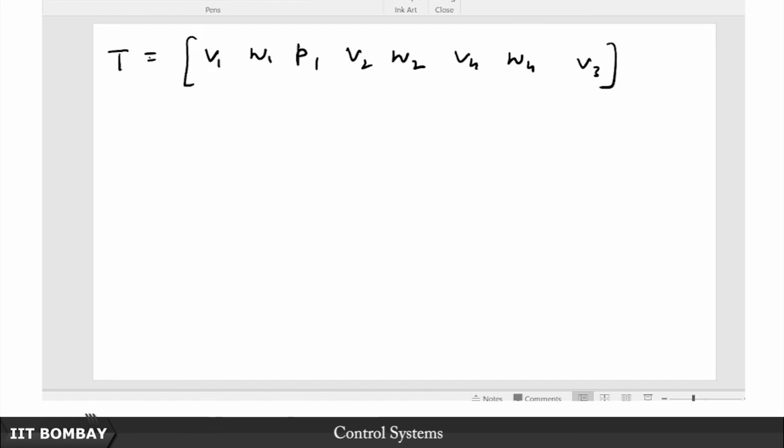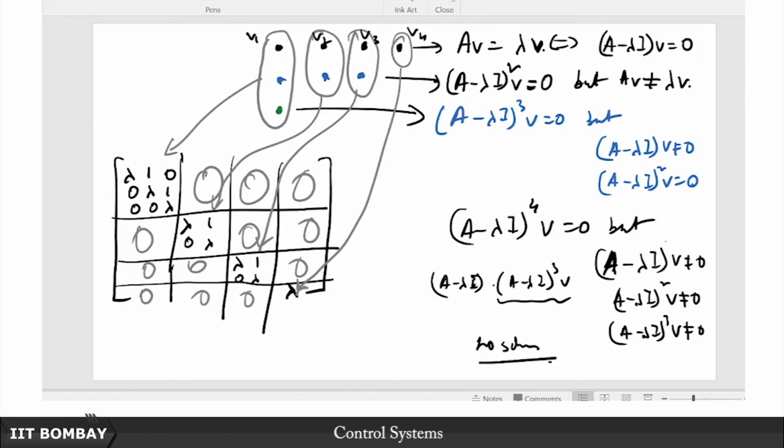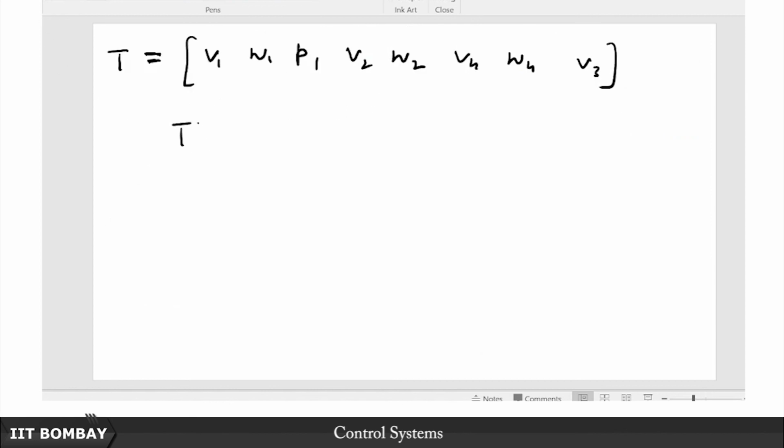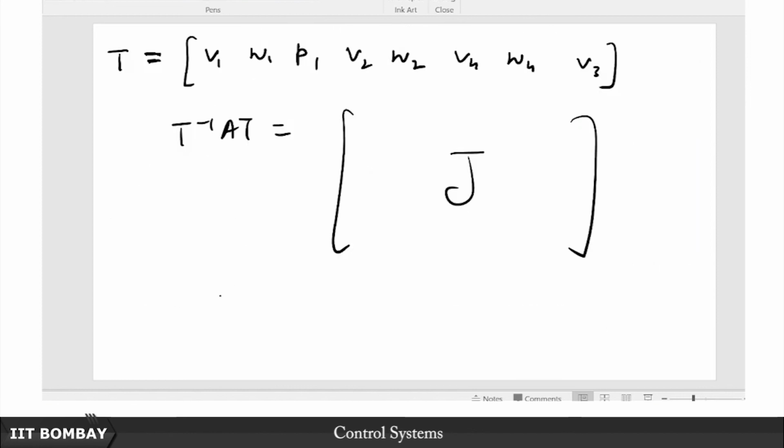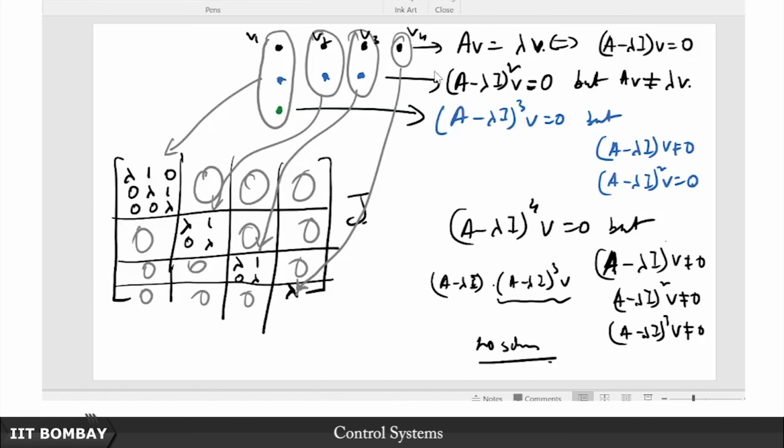So if I choose my T matrix to be like this, then I will exactly get my T inverse AT to be equal to that Jordan canonical form that I have just shown you here, this J. So suppose this J, where of course the characteristic equation of this A is basically (s minus lambda) to the power 8. So there are 8 repeated eigenvalues and only 4 eigenvectors.